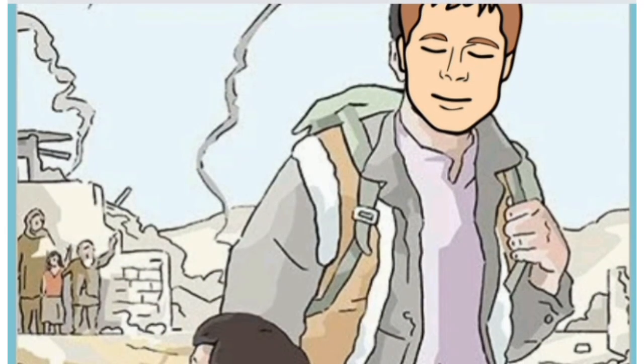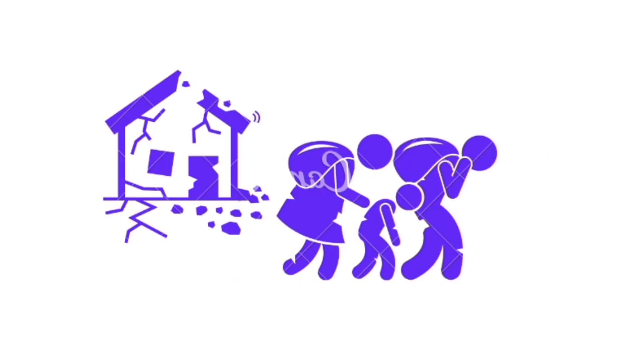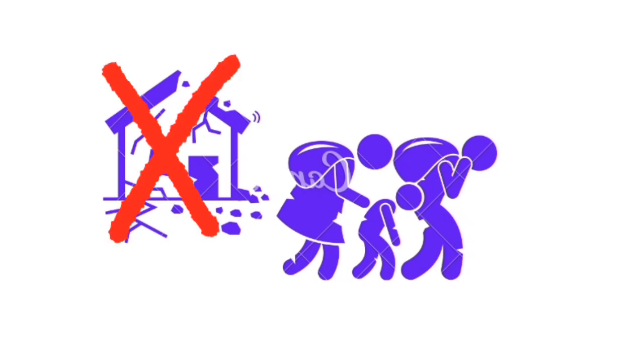Hello, in this video, we want to talk about how to write a successful refugee claim. A refugee, conventionally speaking, is a person who has lost the protection of their country of origin and who cannot or is unwilling to return there due to well-founded fear of persecution.